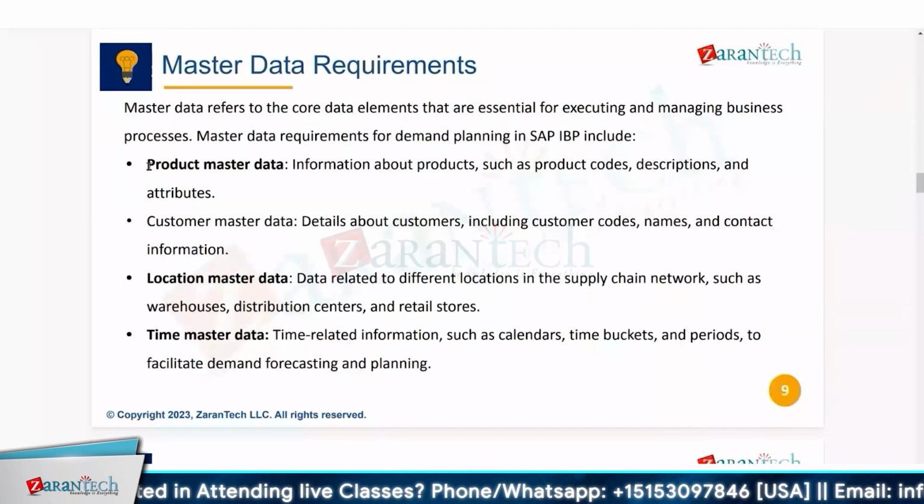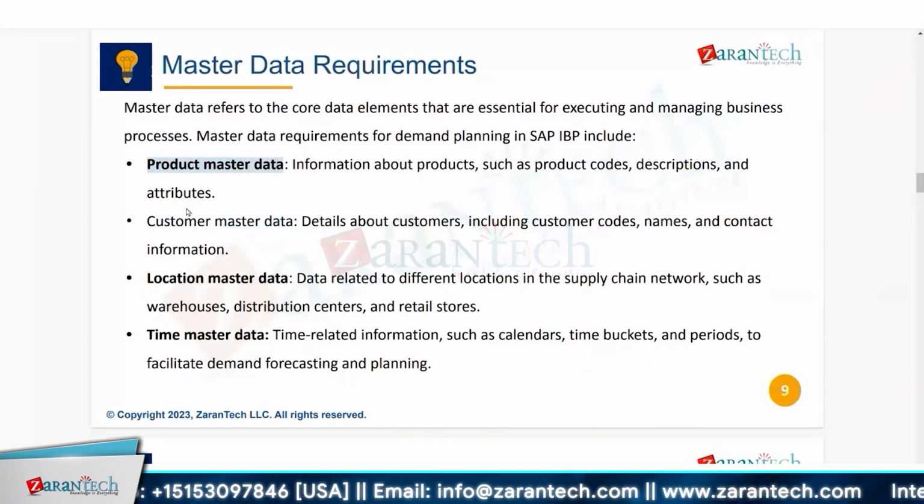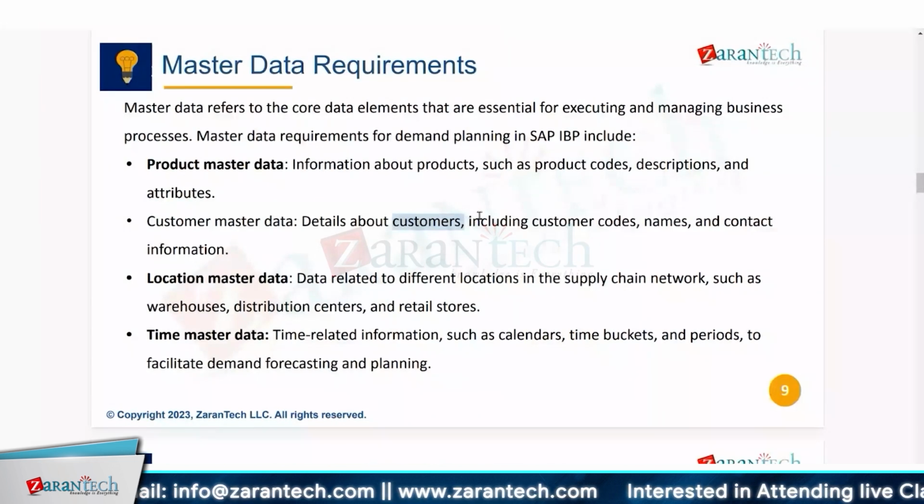And the main categories of master data are basically product master data, wherein we saw product codes, product ID, product description, so on and so forth. Then we have customer master data. Okay, product master data is also called material master data. In customer master data, you have customer information, including their names, contact number, address, their tax registration number, so on and so forth.